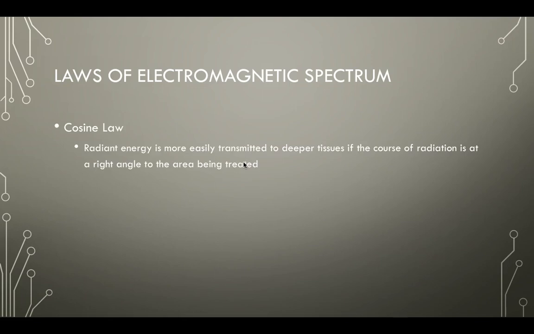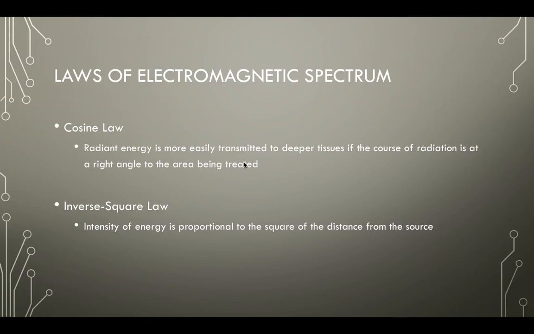Cosine law. The radiant energy is more easily transmitted to deeper tissues if the course of that radiation is at a right angle to the area being treated. So when we talk about putting pads in place and getting them to the skin, we want them in complete direct contact with the skin, because as the electricity flows through that electron, we want it coming into the skin and into the tissue at a right angle whenever possible.